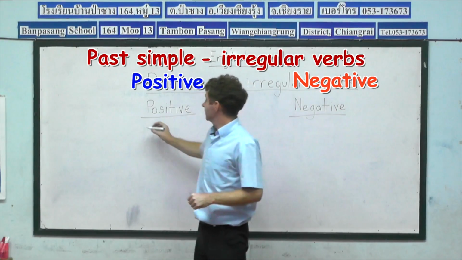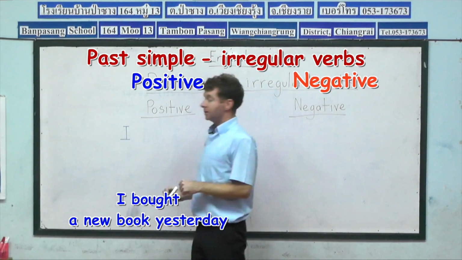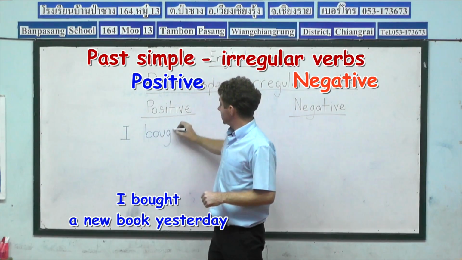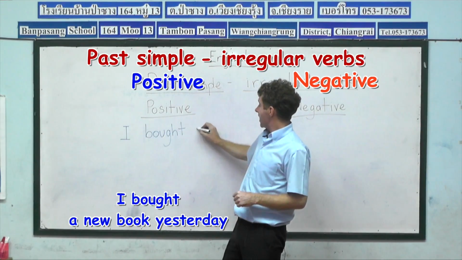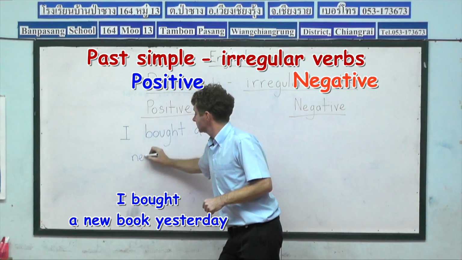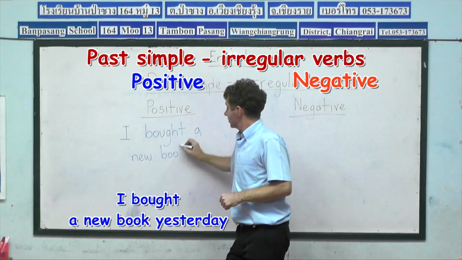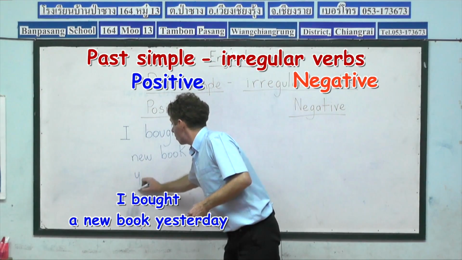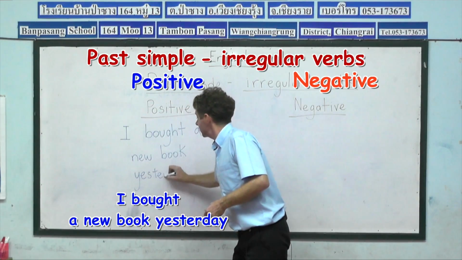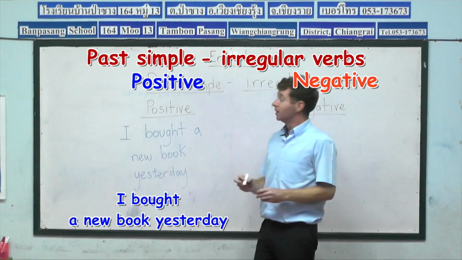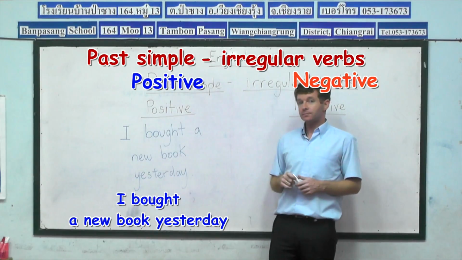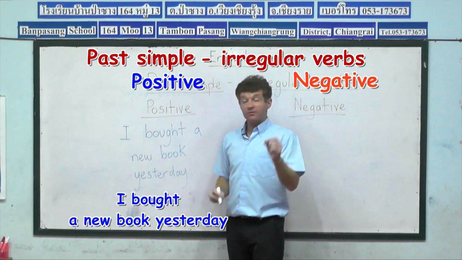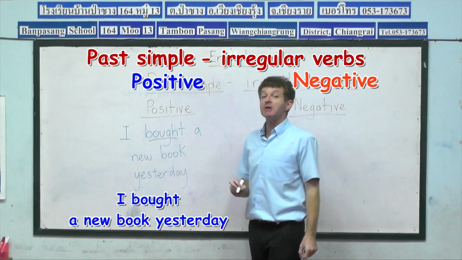So, I will give an example of a positive sentence using irregular verbs in the past simple tense. I bought, B-O-U-G-H-T, a new book, B-O-O-K, and a time in the past tense such as yesterday. Y-E-S-T-E-R-D-A-Y. So altogether, guys, I bought a new book yesterday.